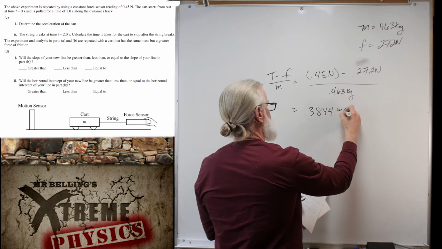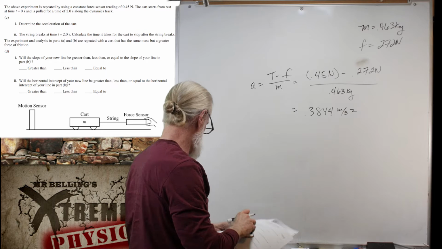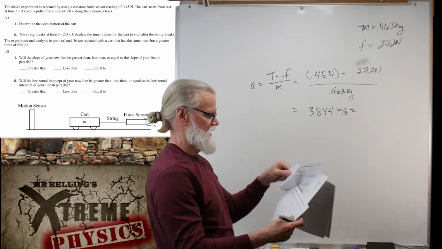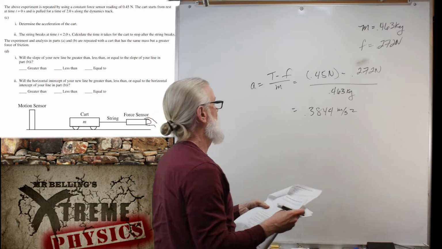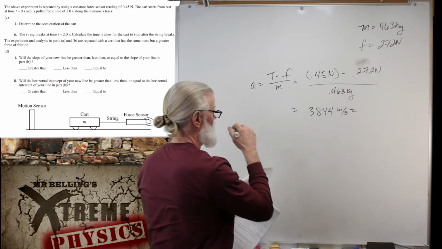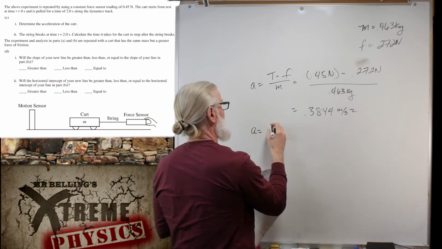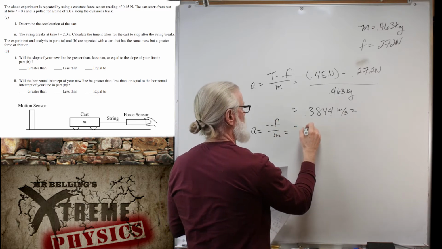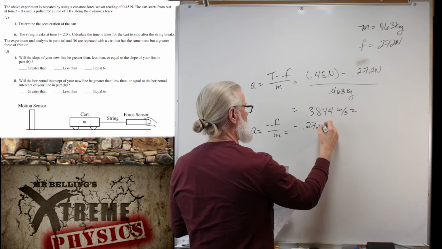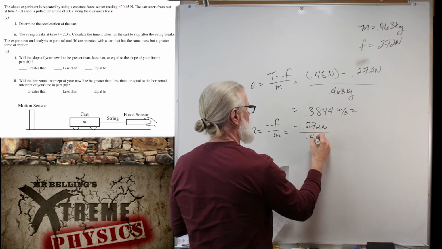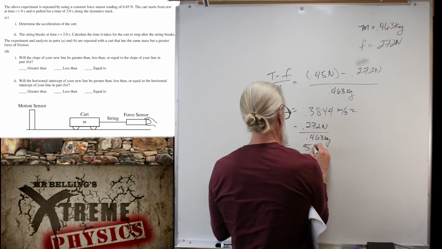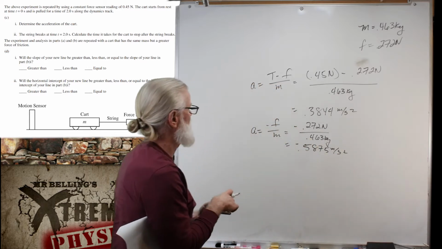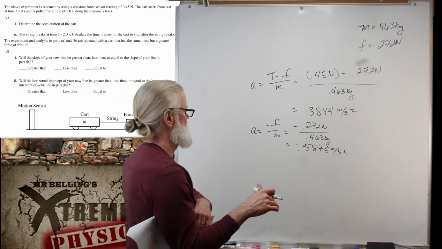I'll go with an extra digit there. The string breaks at 2 seconds. Calculate the time it takes for the cart to stop after it breaks. All right. Well, after it breaks, acceleration equals minus F over m, which is negative 0.272 newtons divided by 0.463 kilograms, which is 0.5875 meters per second squared. That's a negative. Right, so that's the acceleration after the break.